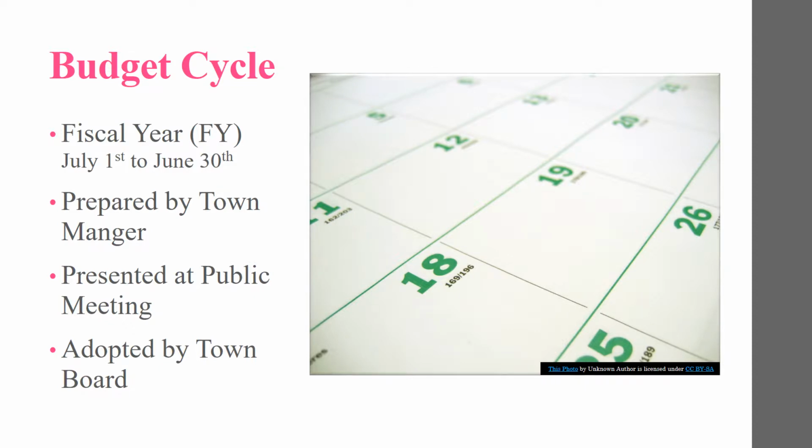Okay, so as I said, a municipal budget is very similar to the budget that you probably have from your household. But instead of beginning in January of every year, a municipal budget starts on a budget cycle, which goes by a fiscal year. That begins July 1st, and it ends the following year on June 30th. The budget is prepared by the town manager, it's presented at a public meeting or hearing, and it's adopted by the town board.